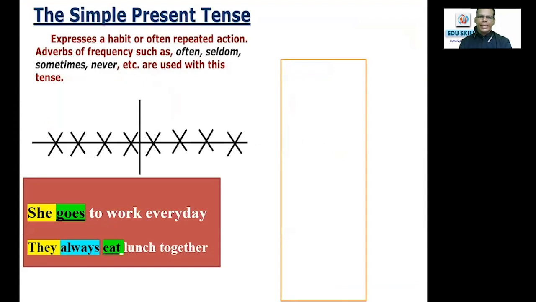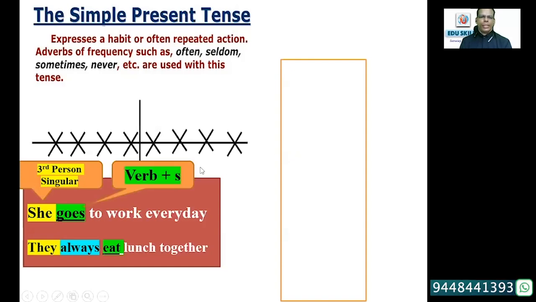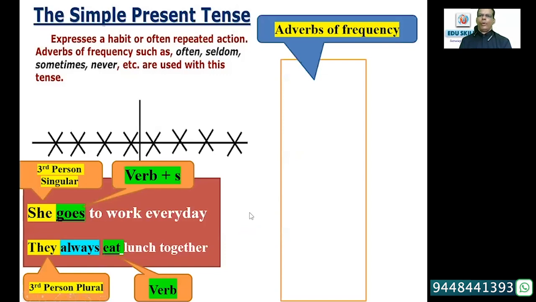They always eat lunch together. They eat lunch together. There is no S with the verb, because it's third person, plural. It's not singular. So what happens? Coming to this area, third person, singular, ES is added to the verb. Third person, plural, S is not added to the verb. Yes. And adverbs of frequency.